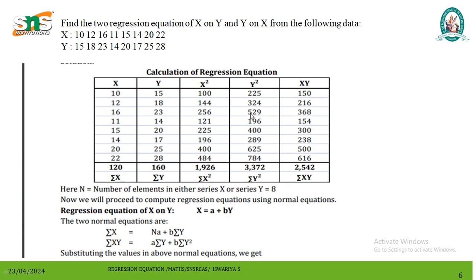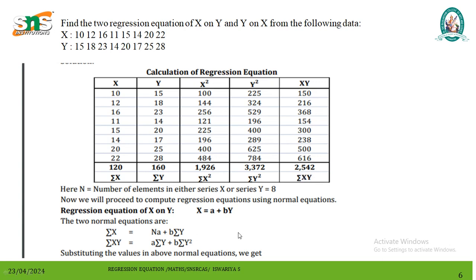And the next one is summation y square. For summation y square, I have to add all the values of y square and I get an answer of 3372. And the next one is xy. We have to find the summation xy. By adding all the values of xy, I get an answer of 2542.